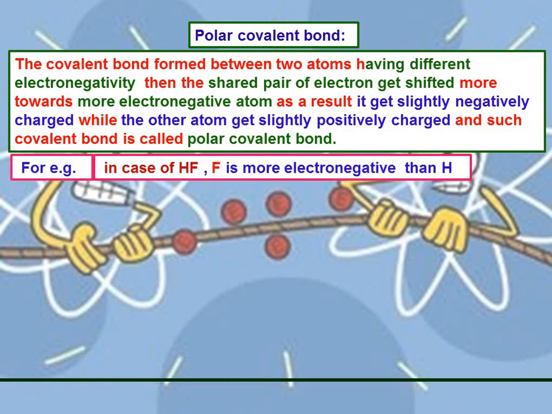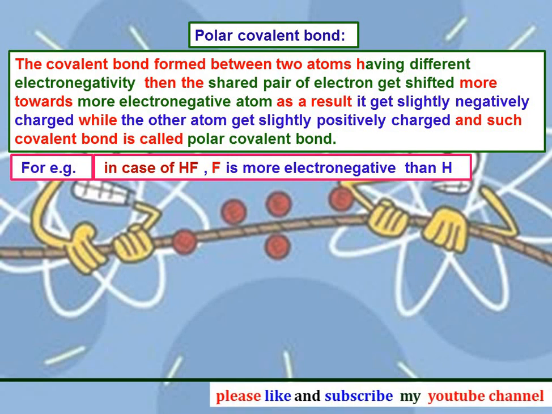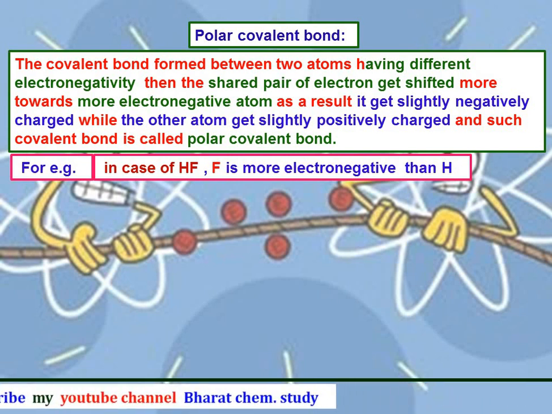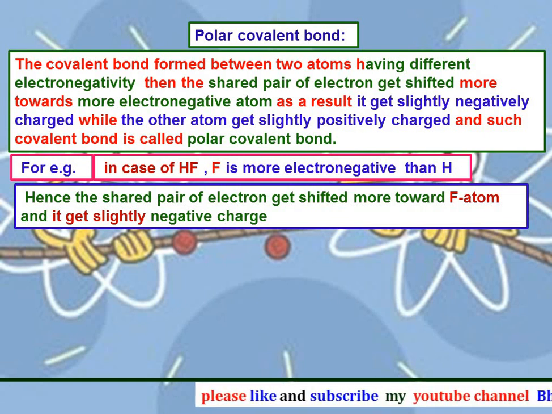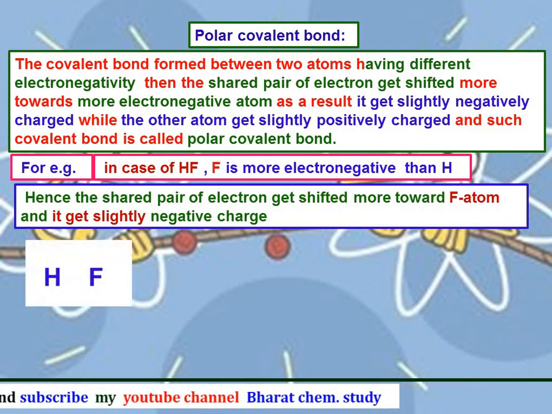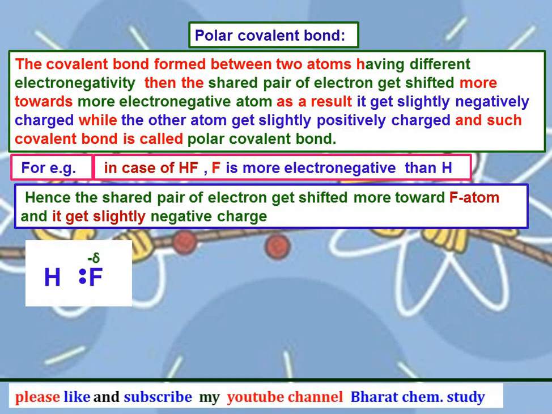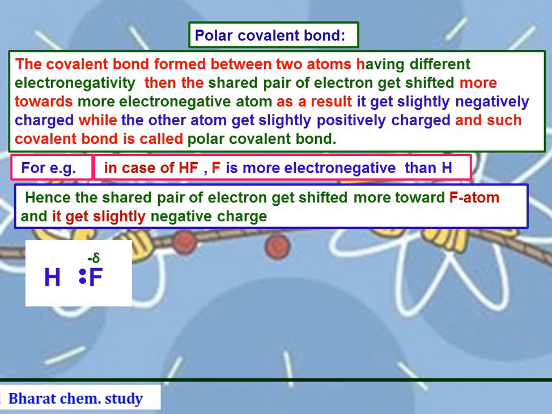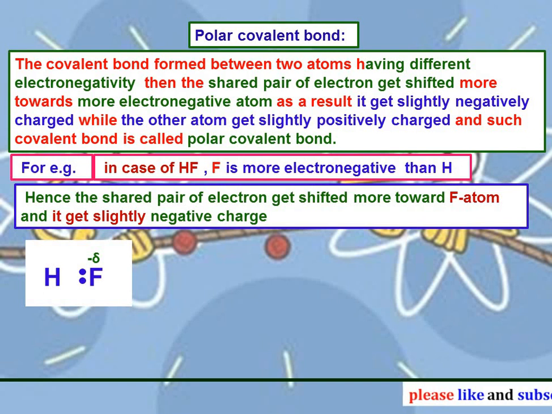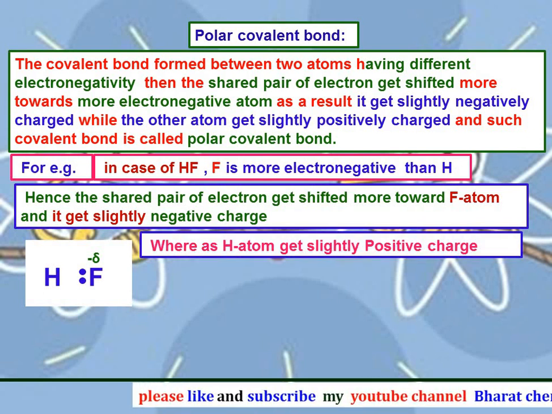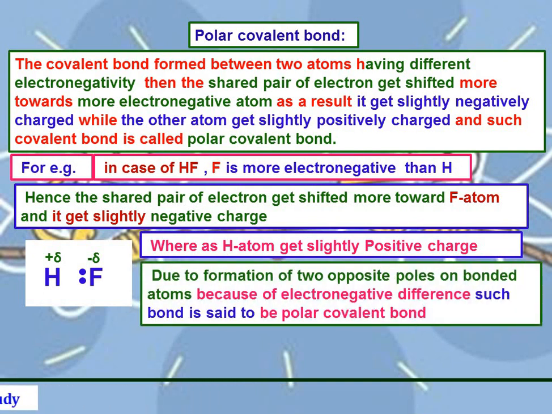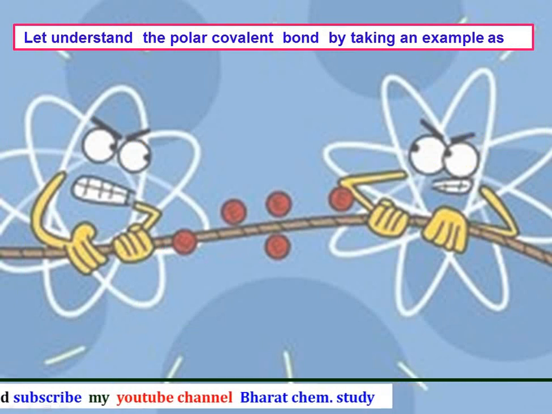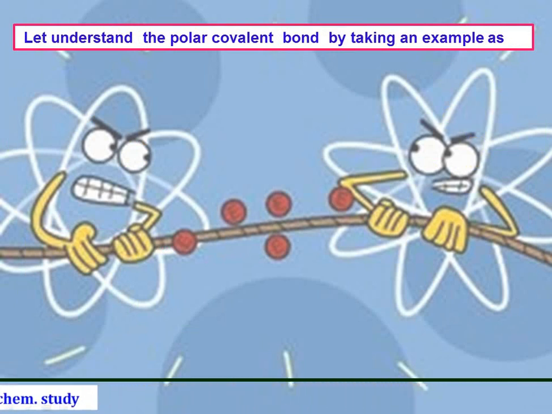For example, in the case of HF, fluorine is more electronegative than hydrogen. Hence the shared pair of electrons gets shifted more towards the fluorine atom and it gets a slightly negative charge. And because the electron pair gets shifted more towards fluorine, hydrogen lacks electrons, so it becomes slightly positively charged. So the two opposite poles are formed due to the electronegativity difference, and such a bond is called a polar covalent bond. Let's understand the polar covalent bond by taking an example.